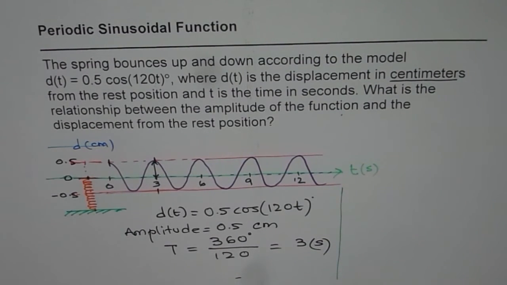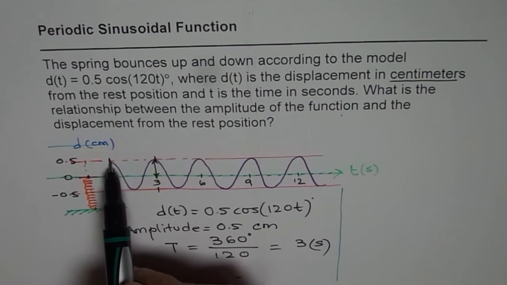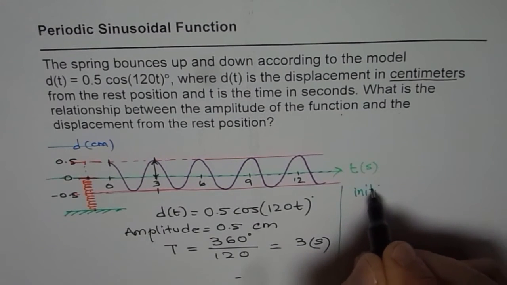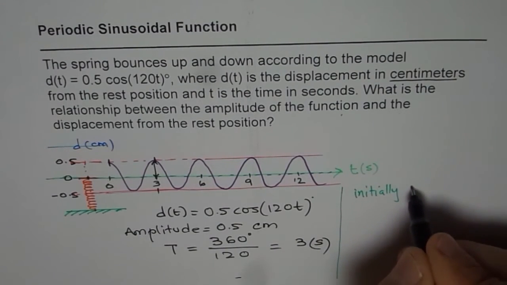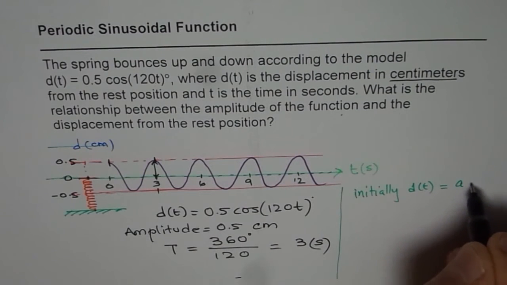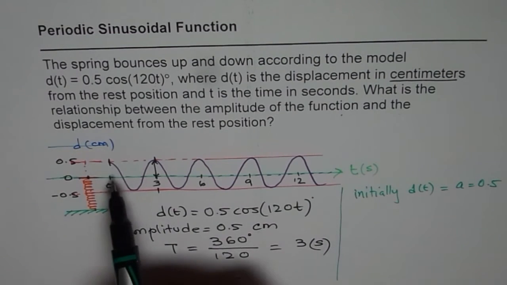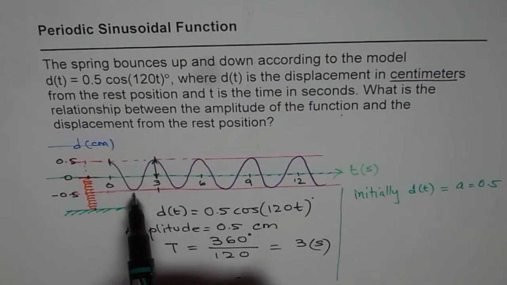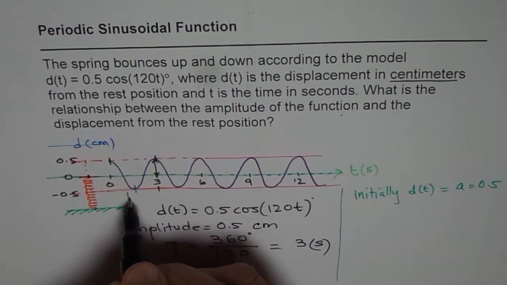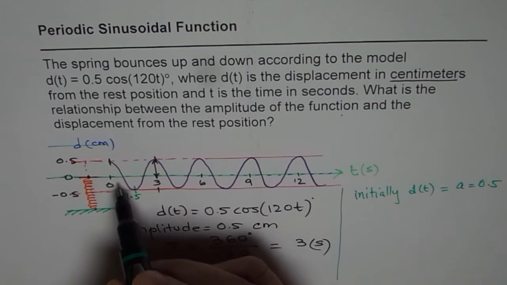Okay. Now initially what happens is that the displacement is maximum. It is the same as the amplitude. So initially, displacement, let's say d of t, is equal to the amplitude A, which is 0.5. Do you see that? Then it decreases for 1.5 seconds, half the time. Do you see that 1.5? It decreases, right?